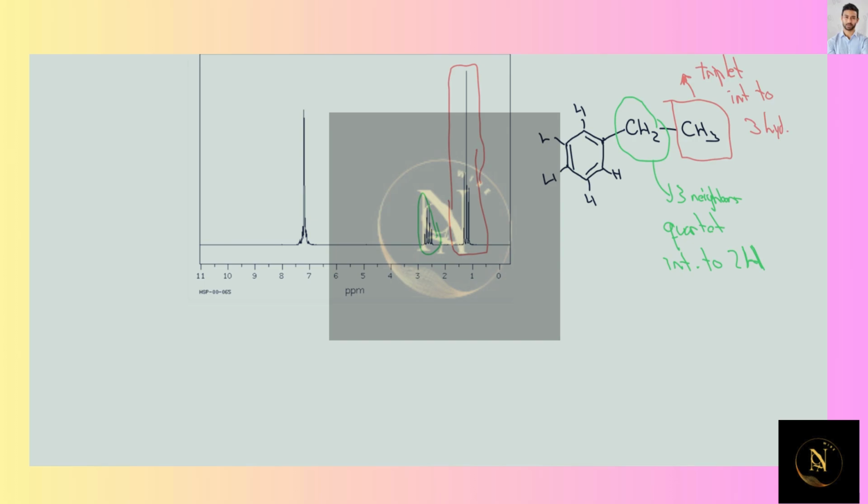And finally, the 5 hydrogens from the aromatic ring, they are all going to appear mixed up together as a single signal. So all of these guys are going to be the aromatic hydrogens, and all of that signal is going to integrate up to 5 hydrogen atoms.